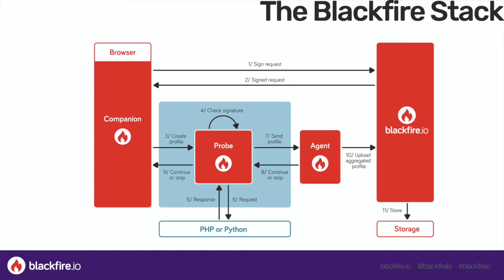And then in the center, you have the probe and the agent. The probe is actually a PHP extension, or Python for what it matters, and it is the component that will actually capture all of the performance metrics from your code, all of the values of time and memory usage. Those values will then be compiled by the agent that will then upload them to our servers. As Blackfire is a SaaS service, you will always visualize your profiles via the Blackfire site.